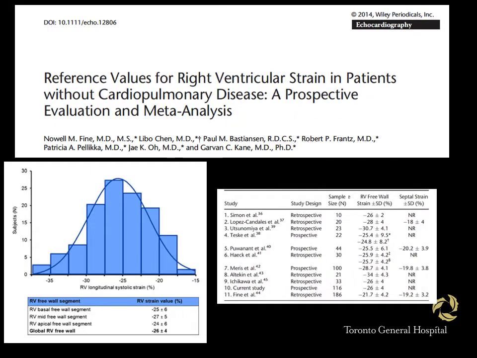What is a normal number for the free wall strain? This is a large population study where they looked at the free wall strain in volunteers, and they also looked at previously published literature, and they come up with the number 20. So 20%, or minus 20, as a shortening or 20% change in length, is considered normal strain.